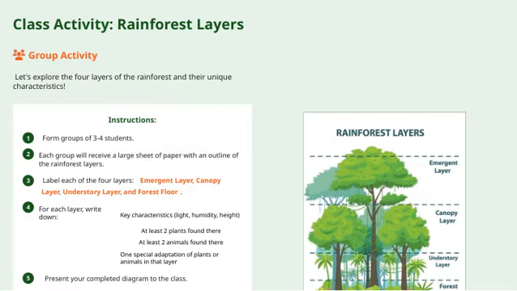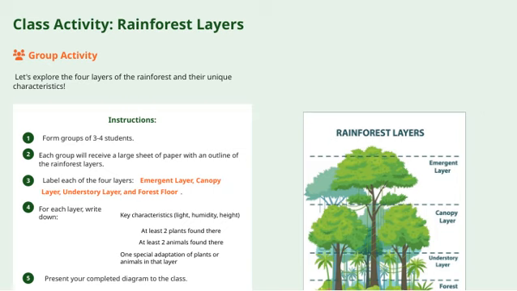All right, let's dive into our class activity on the rainforest layers. This is a group activity, so I want you to explore the 4 main layers of the rainforest and what makes each one unique. First, form groups of 3 to 4 students, perfect for collaboration. Each group will get a large sheet of paper with an outline of the rainforest layers. Your job is to label each of these 4 layers: the emergent layer, the canopy layer, the understory layer, and the forest floor.